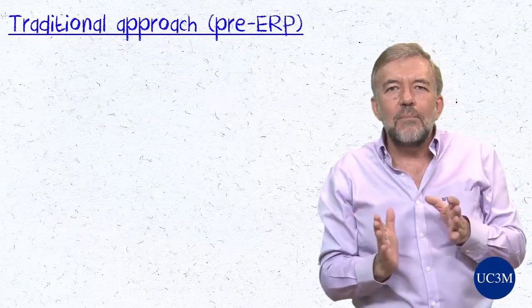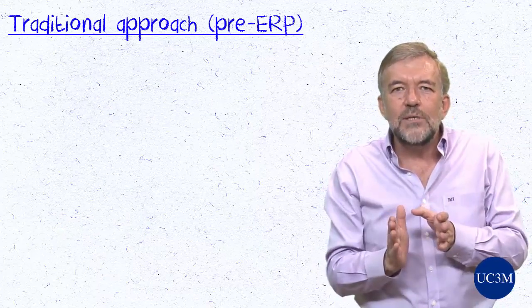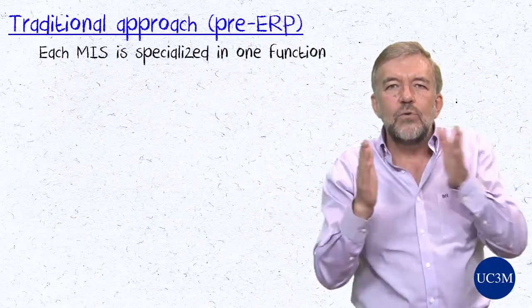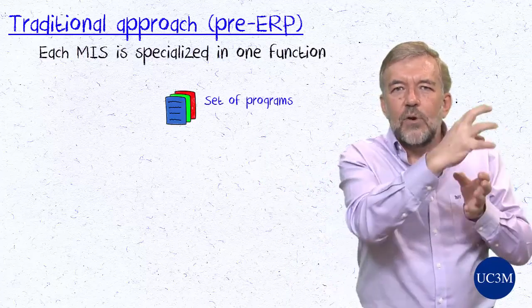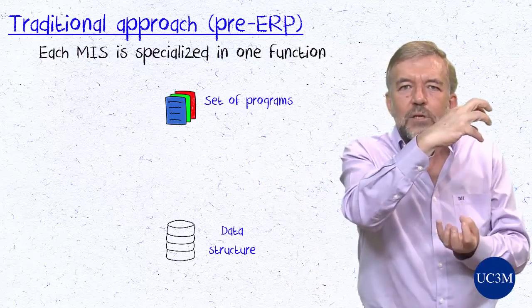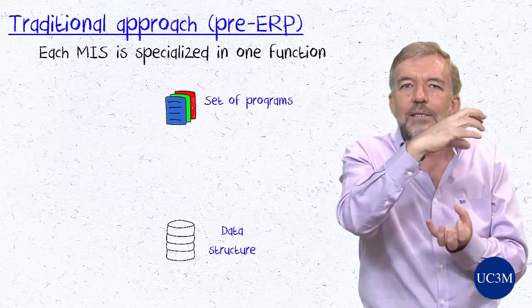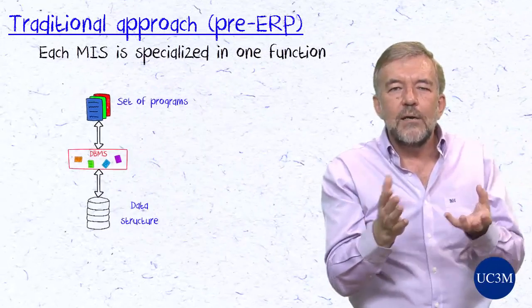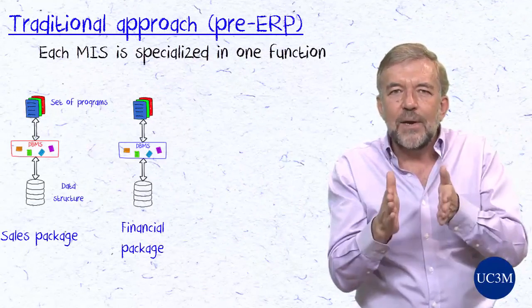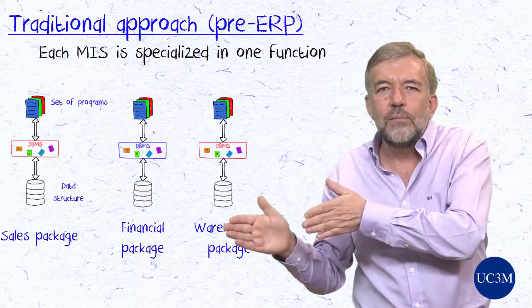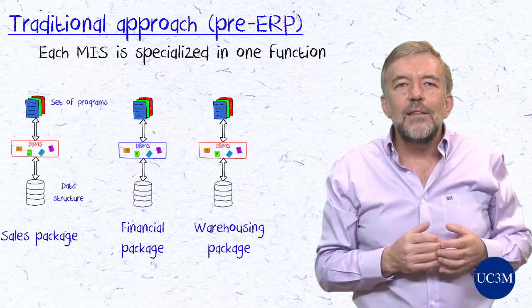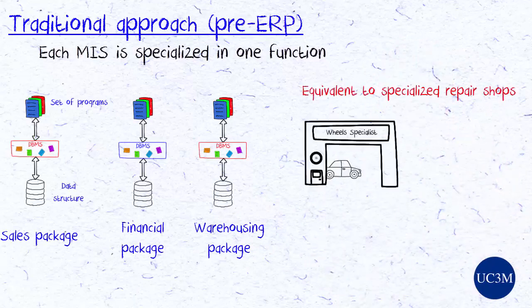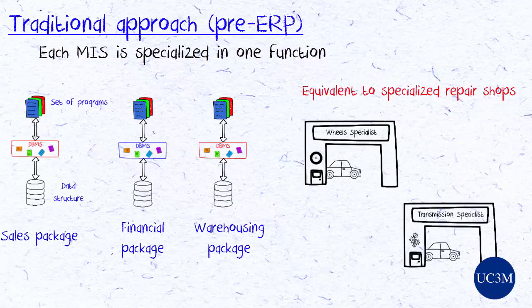In the traditional pre-ERP approach to information systems, each management information system would be specialized in one function. It would encompass a specialized set of programs, for example in accounting, and the corresponding data structure implemented in a database accessed through a database management system. Thus, a company would have a sales package, a financial package, a warehousing package, and so on. They would be the equivalent of specialized repair shops, focusing solely on, say, tires or gearboxes.